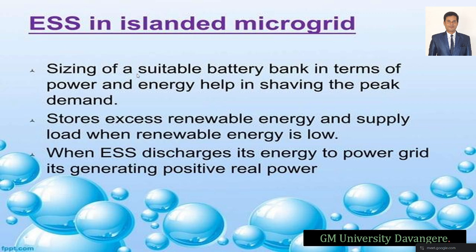Okay, so if you do this increase in the capacity, what will happen? The ESS stores the excess renewable energy and supplies the load. Yes or no? When renewable energy is low, during the time of generation from solar or wind turbines, when you have stored the energy in the batteries, it will try to compensate the load. So it will discharge its energy and power to the grid. It's during the positive real power.